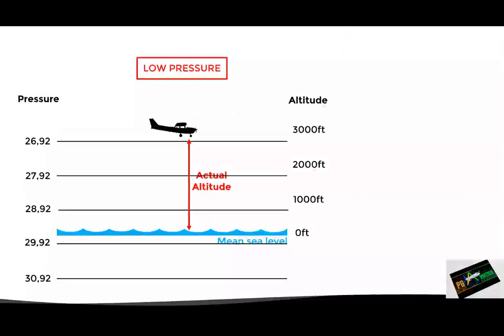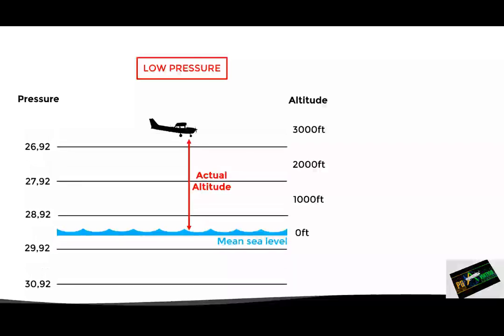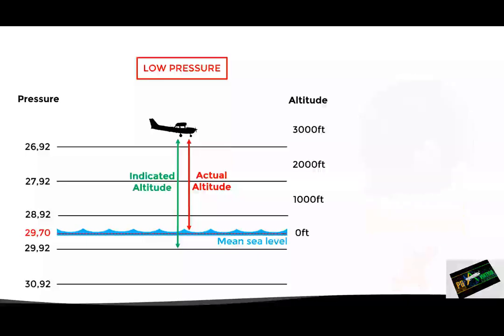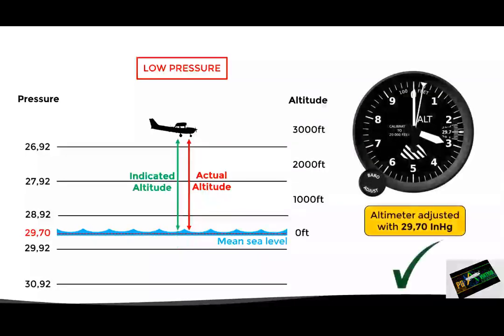In this situation, the isobars will now move downwards, causing the 29.92 isobar to no longer represent the mean sea level. In this case, the new pressure level that identifies the mean sea level is the 29.70 isobar. In other words, the QNH is now 29.70 inches of mercury. So if in this situation the altimeter is adjusted with 29.92, the indicated altitude will be higher than the actual altitude. Therefore, in order to obtain a correct altitude reading, the pilot will have to adjust 29.70 as the new barometric reference, since it's the new pressure level that identifies the mean sea level.